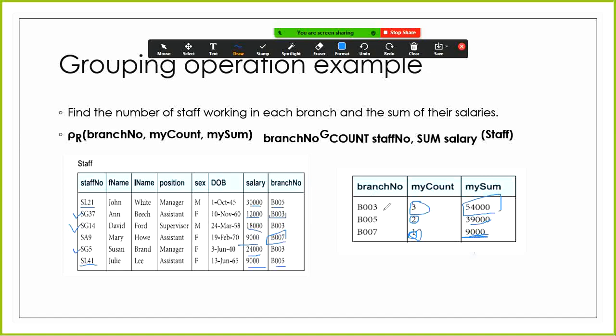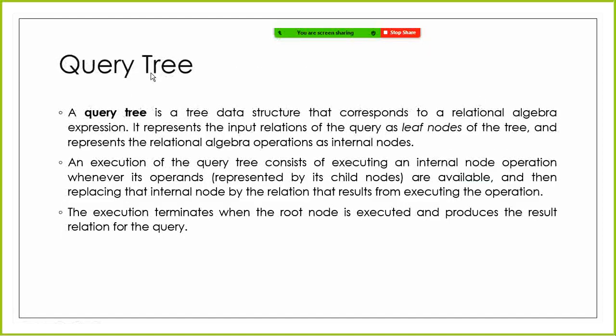So you can see that we are actually counting the staff members on the basis of branch number, that how many staff members belong to this branch and this branch and this branch. So this is grouping operation. We are grouping them together on the basis of some attribute or column, which in this case is branch number. Next we have a query tree.